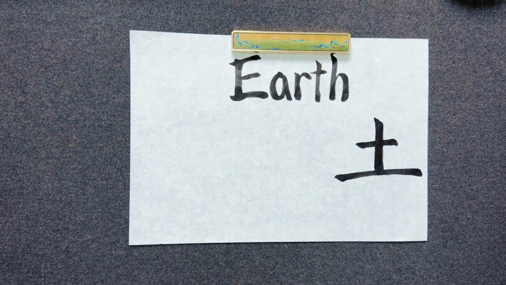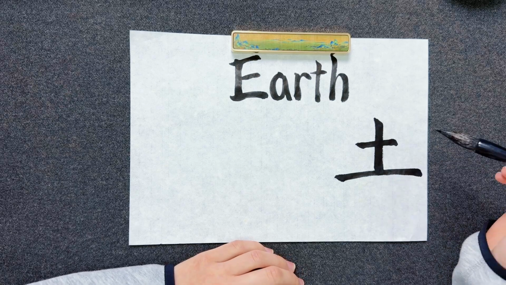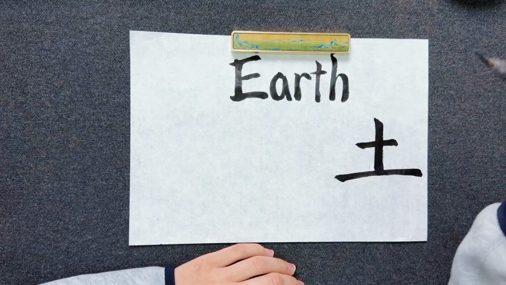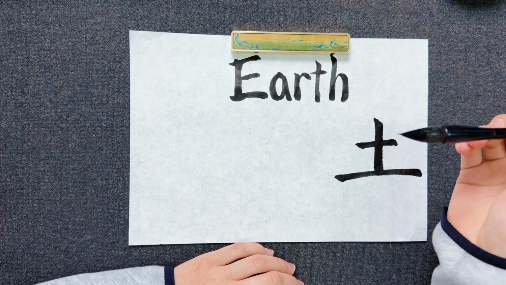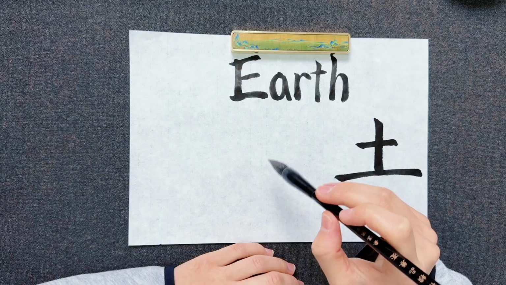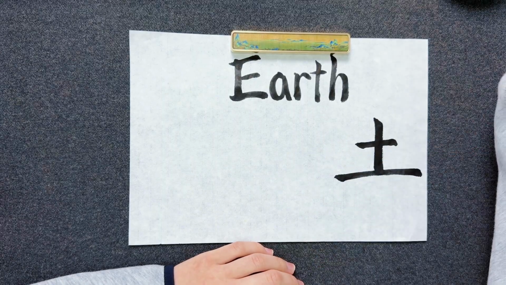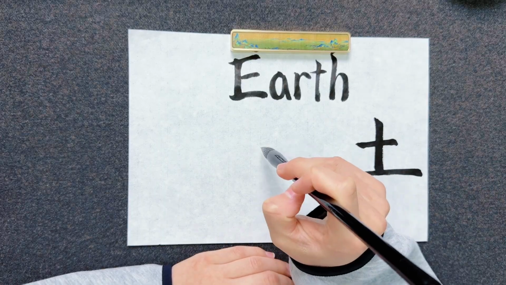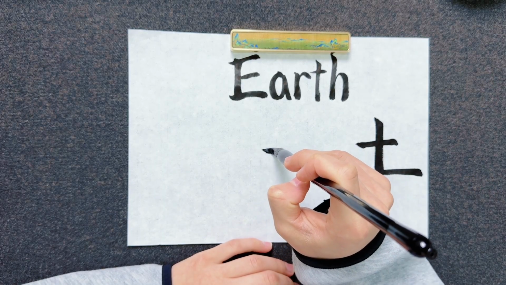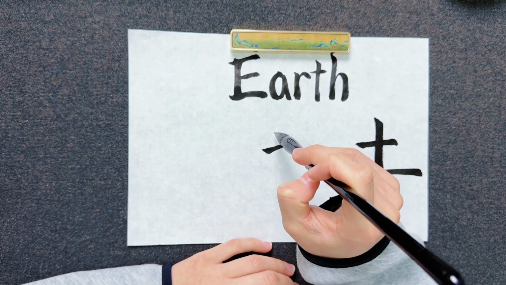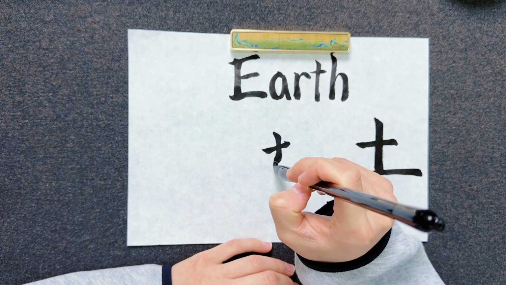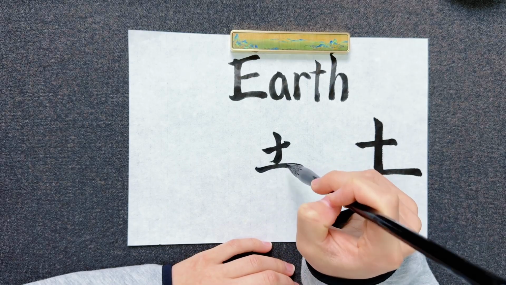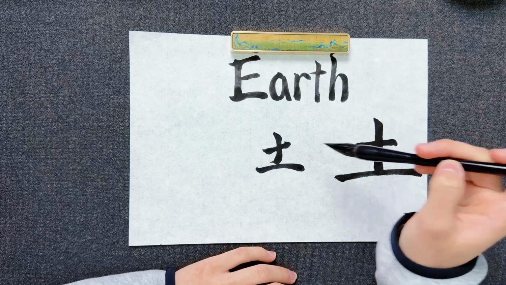And now I'll write it in running script. So as usual, in running script, there can be quite a lot of variety to the character. So you don't need to exactly write it as I will, but I'll just show you one of the ways to write 土 in running script. So again, the same 3 strokes, but now the form is more sort of freestyle.